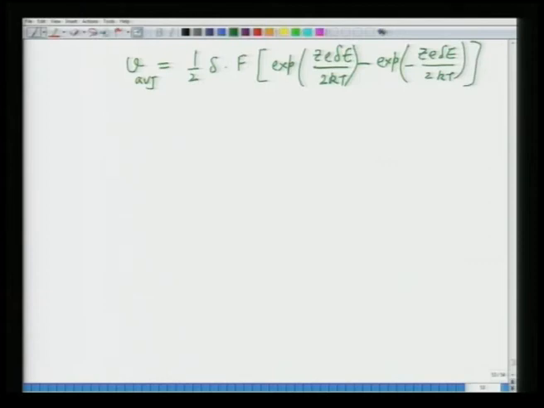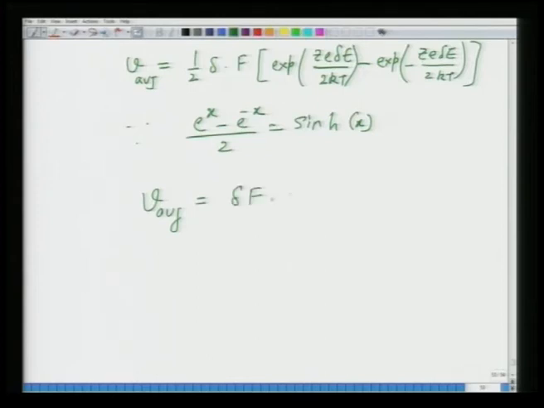Now we know that exponential of x minus exponential of minus x, divided by 2, is called the sine hyperbolic of x. Based on this principle, we can reduce this V average to delta F into sine hyperbolic of Z E delta E divided by 2 KT. So, this is what the drift velocity expression is reduced to.